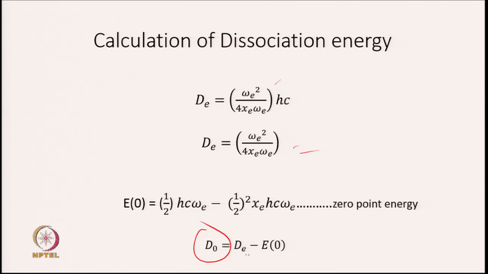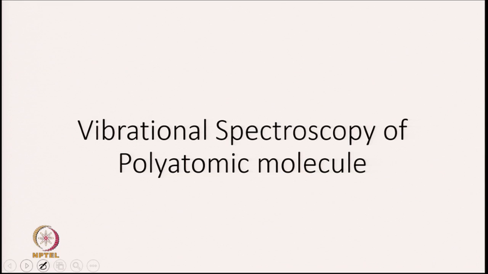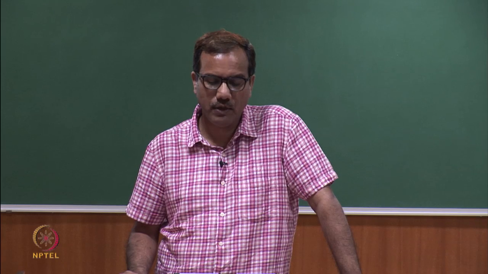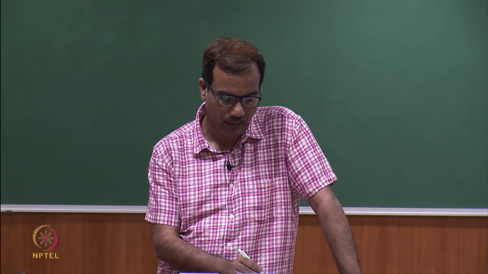So, D 0 is equal to simply D e minus E naught. And if you see here, this is your energy of the vibrational level v where energy is maximum, and this is your D e, whereas D e minus this zero point energy, the energy corresponding to v is equal to 0, will give you D 0 value. So, till now we discussed vibrational spectroscopy of diatomic molecules. Now, we will discuss vibrational spectroscopy of polyatomic molecules.